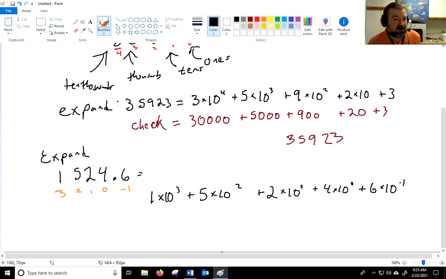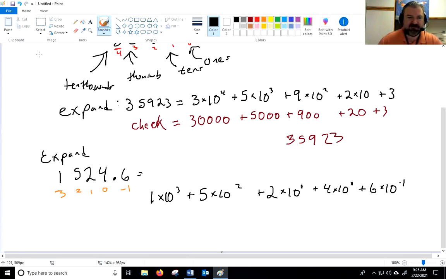10 to the negative 1 means 1 divided by 10. And anytime you multiply by 10 to a negative power, you just move the decimal to the left. So 6 times 10 to the negative 1 is actually equal to 0.6. So this value here is 0.6, and that's 4, and that's 20, and that's 500, and that's 1,000. So it clearly works. Okay?